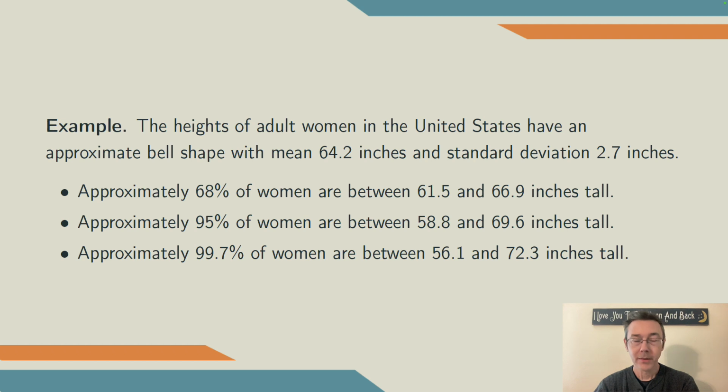Here's an example. The heights of adult women in the United States have an approximately bell shape with a mean of 64.2 inches and a standard deviation of 7.2 inches. So, about 68% of women are between 61.5 and 66.9 inches tall.